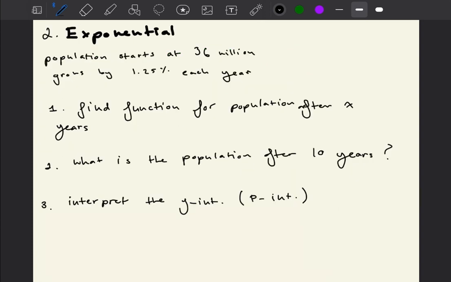All right, now let's move to our second question, which is going to be exponential and about population. So the terms of this is that the population starts, when we're starting to measure it, at 36 million, right? And then it grows by 1.25% annually, so each year. And what we're asked to find is the function for the population after X years. What is the population after 10 years? And to interpret the y-intercept.